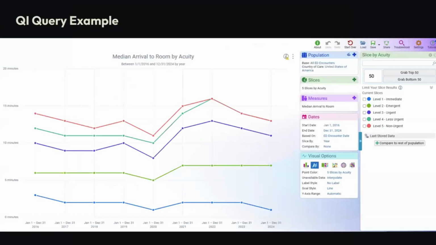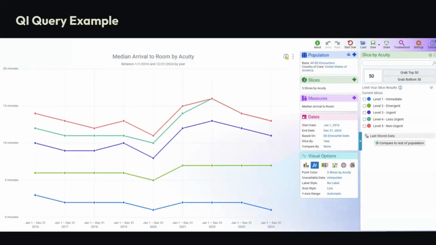Another example I just wanted to show, this wasn't from a study, this was just me playing around. So if we go to that second column again, we can see the population. We're looking at ED encounters in the United States. We sliced it by acuity. So on the far right, you can see level 1 through 5, like we're all accustomed to. And then I looked at median arrival to room from 2016 to 2024, and we're just showing it as a line graph. And so you can see level 1s get roomed within 1 to 2 minutes. And then as the acuity increases, the wait is longer, which kind of makes sense.